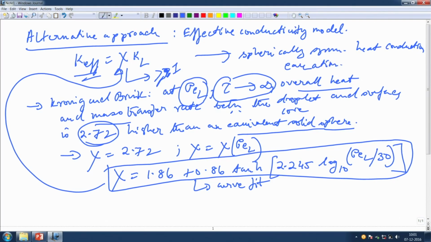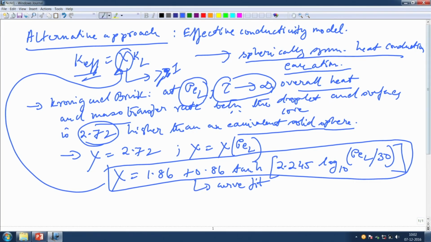For a solid sphere there is no convection, so inside the solid sphere you can just use the spherically symmetric heat conduction equation. Here also you can do the same, but using an effectively higher value of the thermal conductivity. But this is a function of the Peclet number.